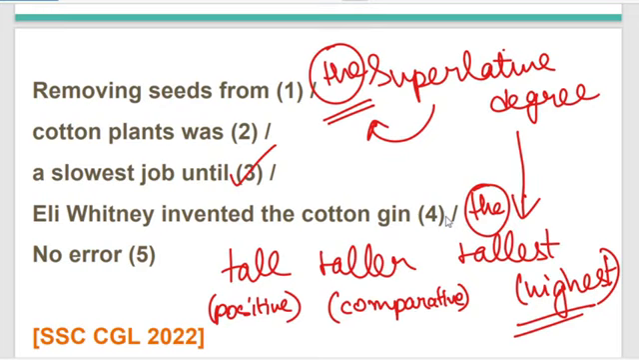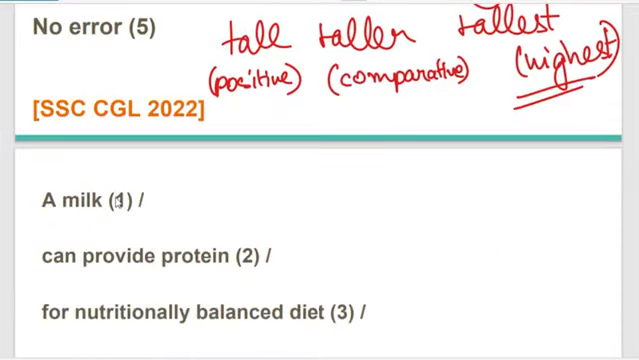Now coming back to the sentence. "Removing seeds from cotton plants was the slowest job until Ellie Whitney invented the cotton gin," because slowest is a superlative degree, and according to the rules of articles, we have to use the definite article "the" before the superlative degree. I hope this sentence is clear. Moving to the next question.